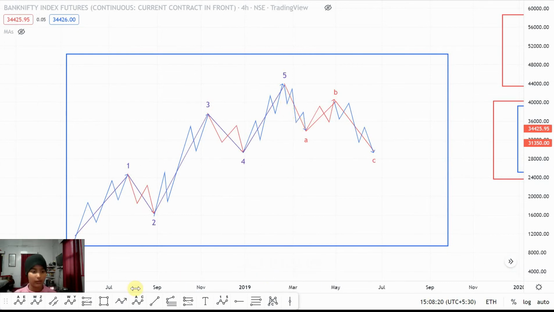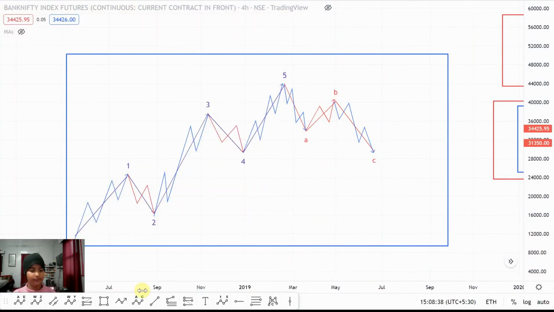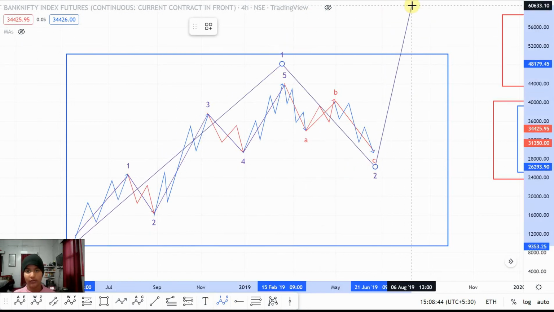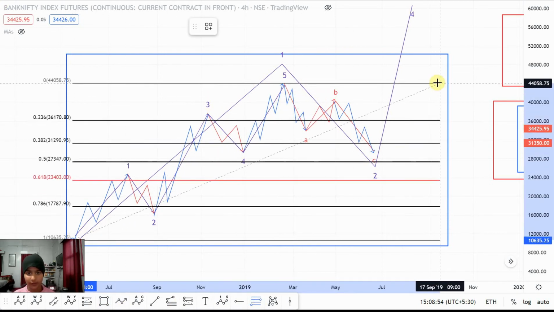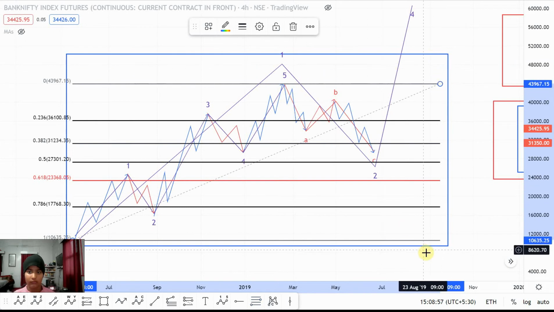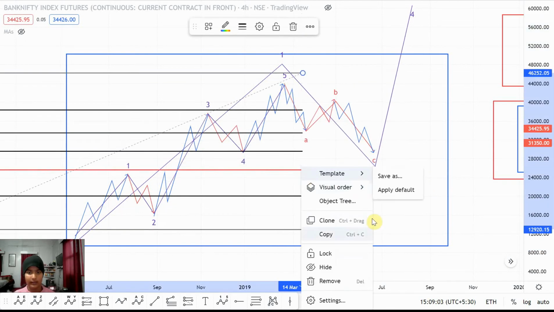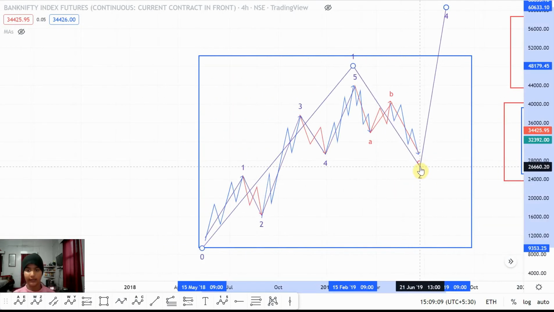So we mark it as 1, 2, we may go for 3, 4 and 5. So let's just put a fib like that there. So now that was our Elliott wave.